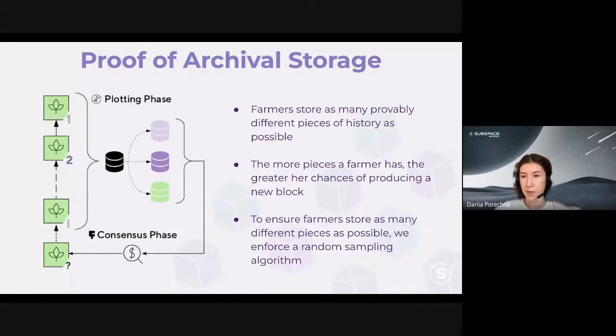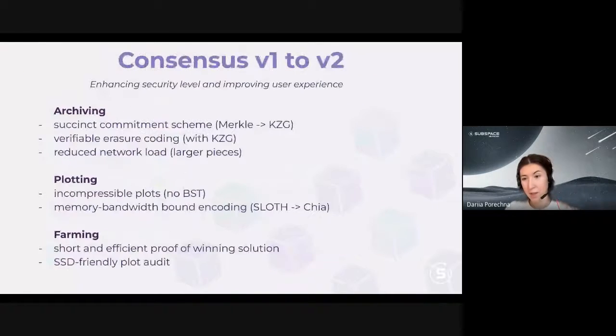So all of this that I've described up to this point is true for the subspace consensus as it was before. So the question is, why did we have to move from what we had before to the new version? What exactly is new? The short answer to this question is to enhance security and to improve user experience.